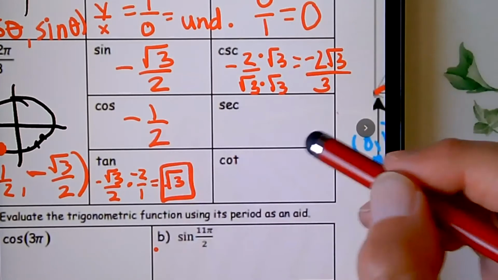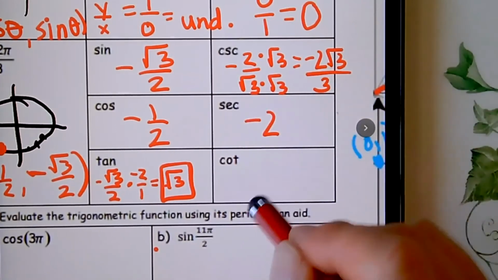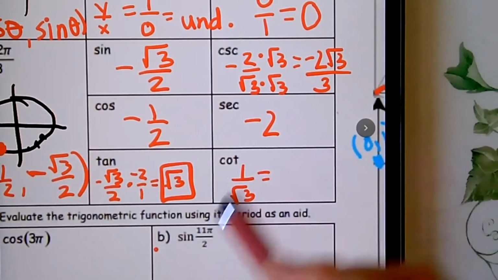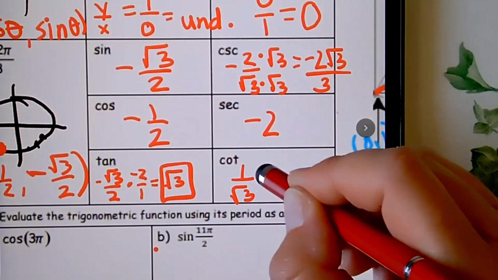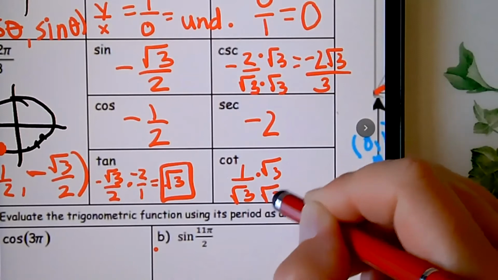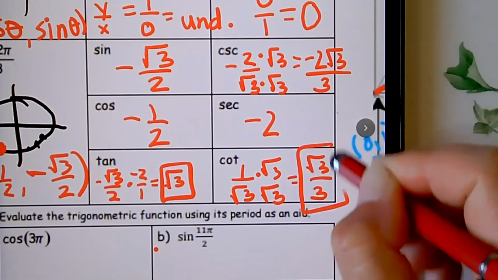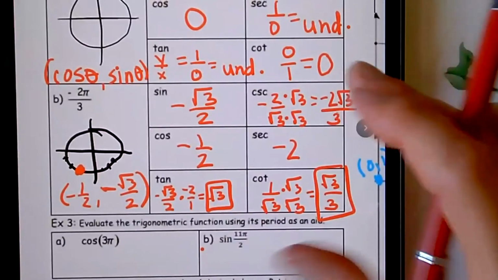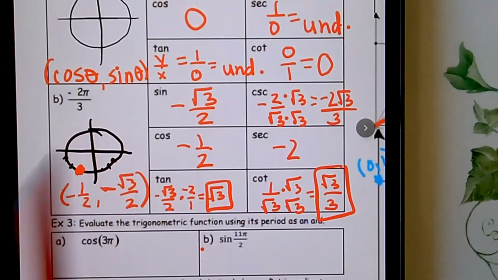My secant is going to be the reciprocal of this, which is just negative 2. That's kind of my easy one. My cotangent is going to be the reciprocal of 1 over root 3. Again, I'm going to multiply top and bottom by root 3 to rationalize it. So I get root 3 over 3, and that is my cotangent. So again, I just found all 6 values of all the trig for negative 2 pi thirds.